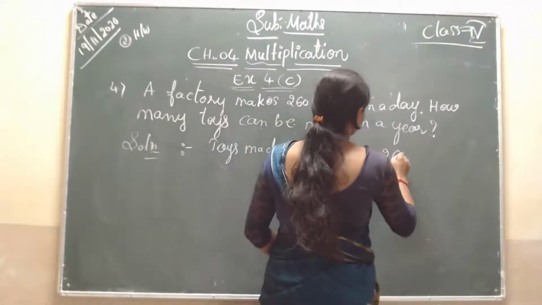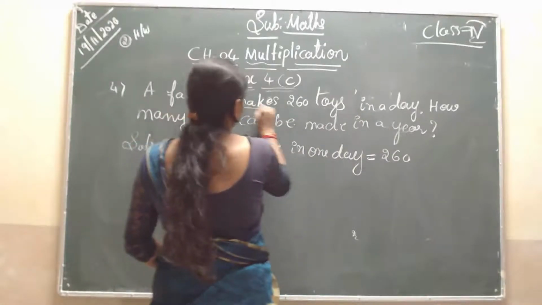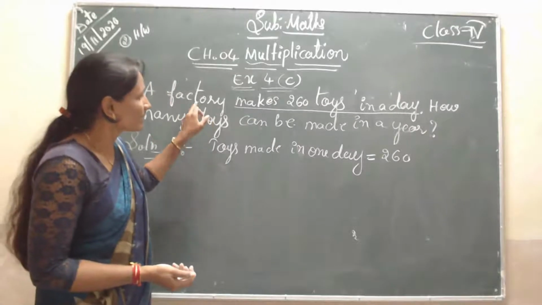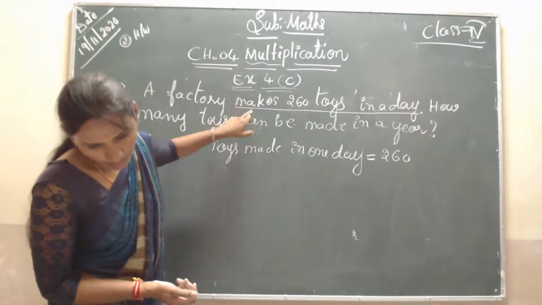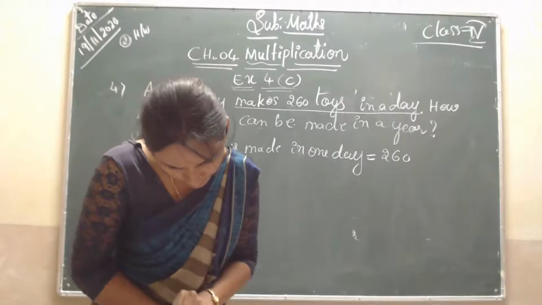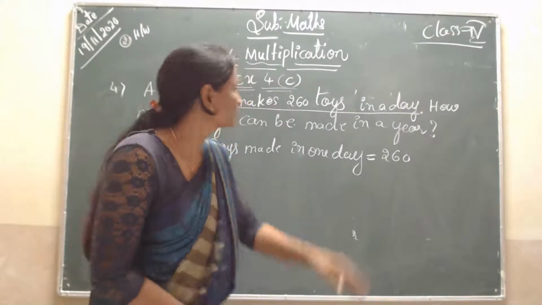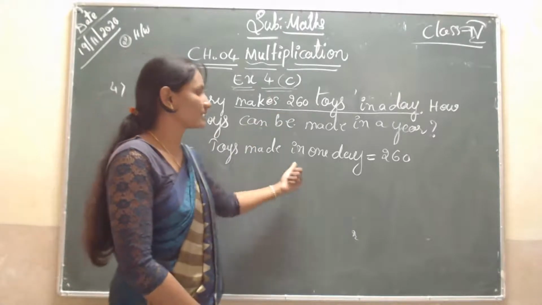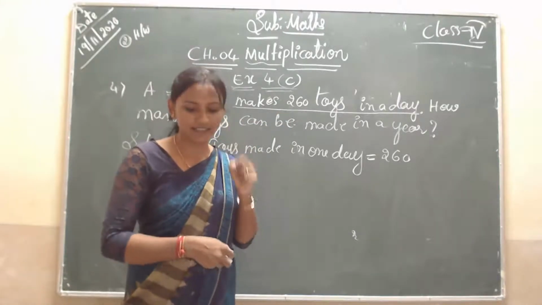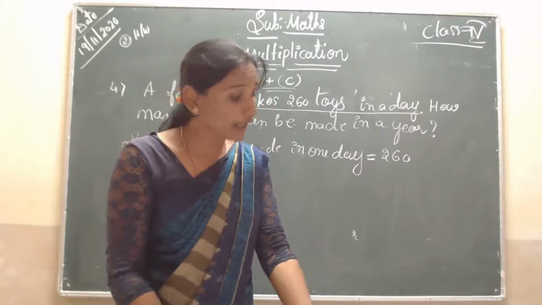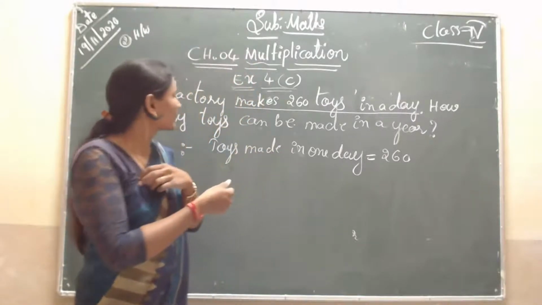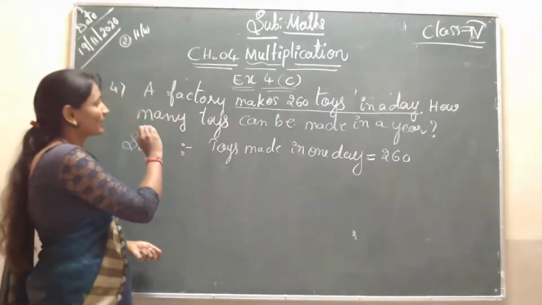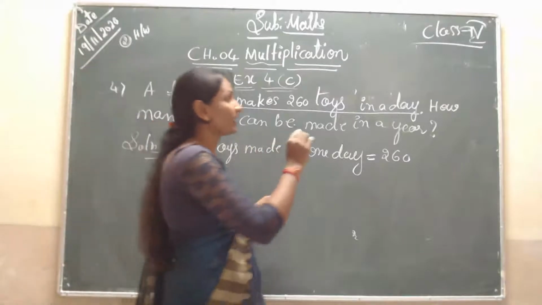So that is 260. Students can observe here, a factory makes, sorry, made, not... yes, makes 260 toys in a day. In a day means you have to consider that is 1 day. So 1 day, the factory makes 260 toys. But what is the question next, friends? How many toys can be made in a year?